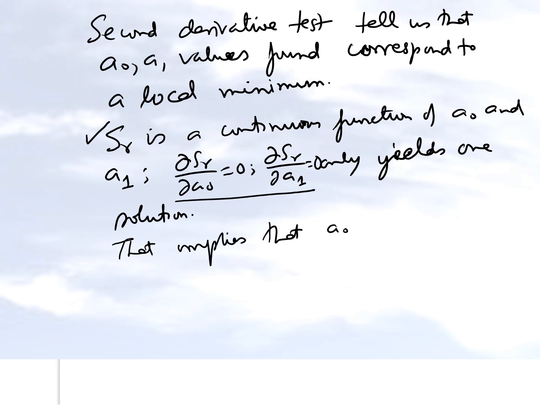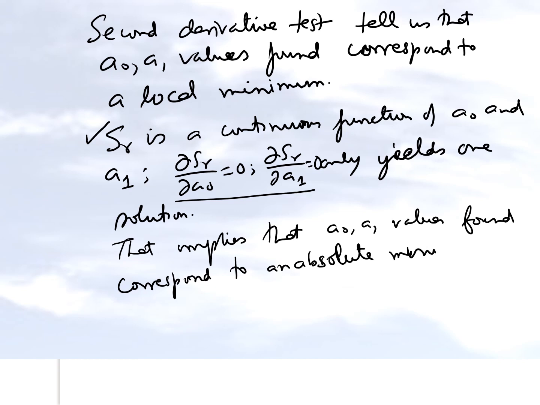that a0 and a1 values found correspond to an absolute minimum. So the values of a0 and a1 which we found, they not only correspond to a local minimum, but they also correspond to an absolute minimum, because SR is a continuous function of a0 and a1, and that by putting the first derivative equal to 0, we got only one solution. And that's the end of the derivation of the linear regression model, and it is the end of the segment.